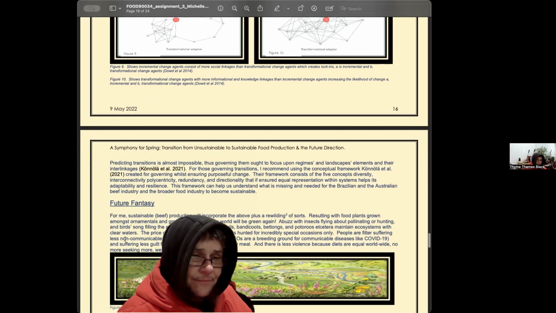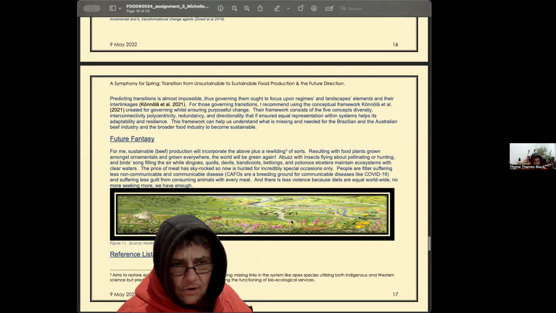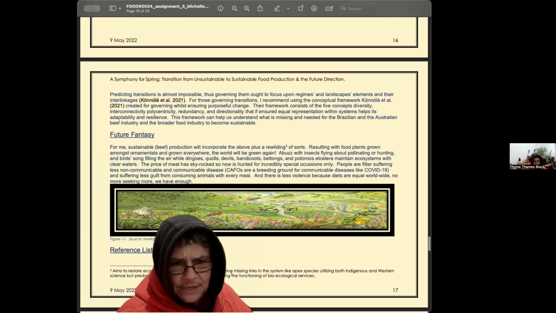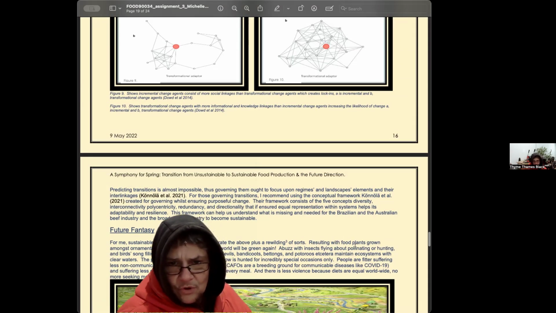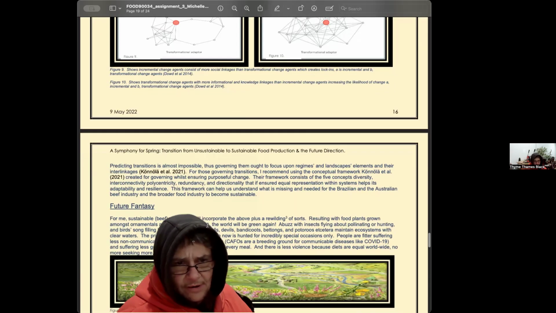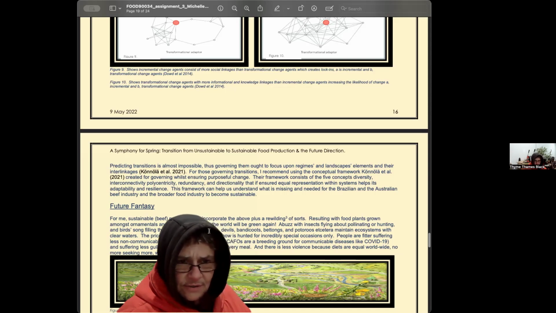Future fantasy. For me, sustainable beef production will incorporate the above plus a rewilding. Rewilding aims to restore ecosystems and biodiversity by reintroducing missing links in the system, like apex species, utilising both Indigenous and Western science, but predominantly letting nature take over, restoring the functioning of bioecological services, resulting with food plants grown amongst ornamentals and grown everywhere. The world will be green again, abuzz with insects flying about, pollinating or hunting, and birds' song filling the air, wild dingoes, quolls, devils, bandicoots, bettongs, and potoroos, etc., maintain ecosystems with clear waters.